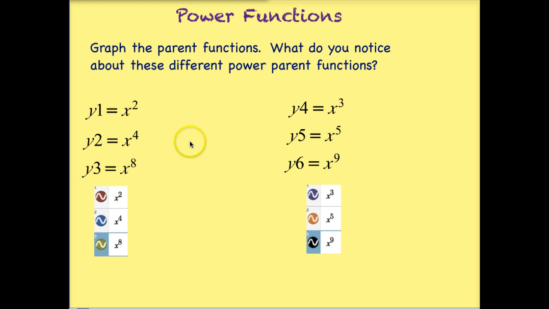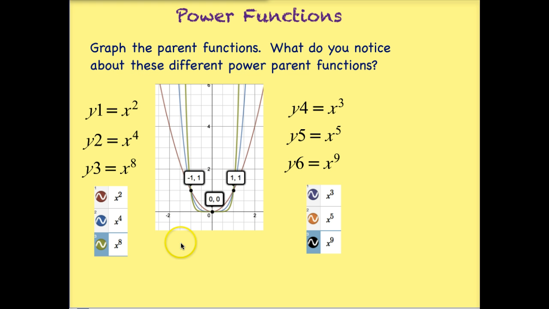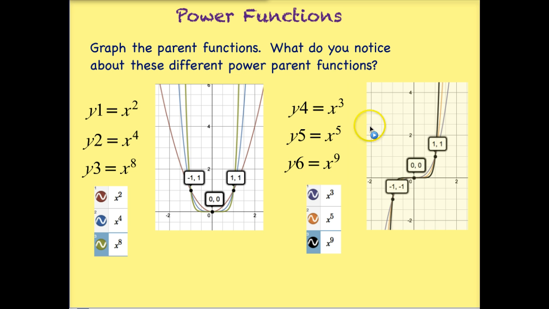If you noticed, these even-powered functions all graph like a quadratic in a way. The end behavior is the same whether you're going towards negative infinity or positive infinity. Whereas these odd ones here look more like a cubic. So we have different end behaviors. When you're going towards negative infinity, the end behavior goes one way, whereas when you're going towards positive infinity, the end behavior goes a different way. So think about these differences.